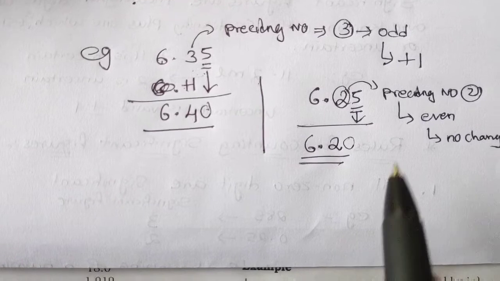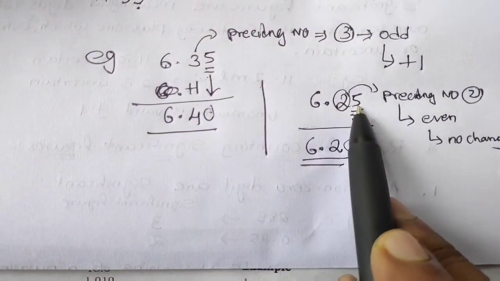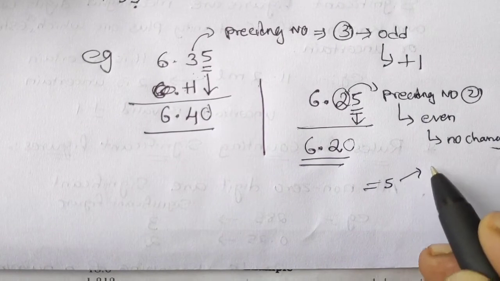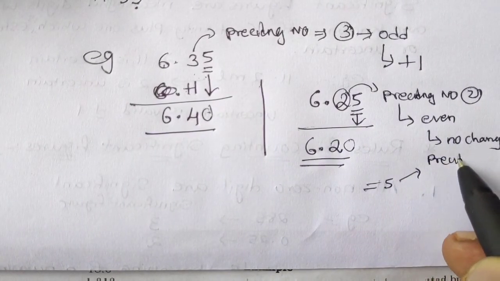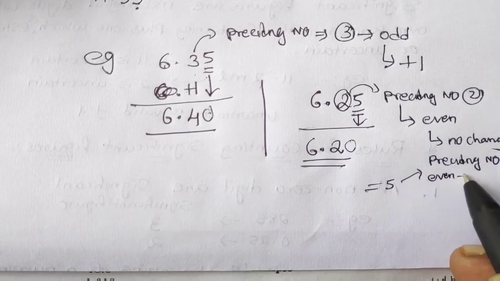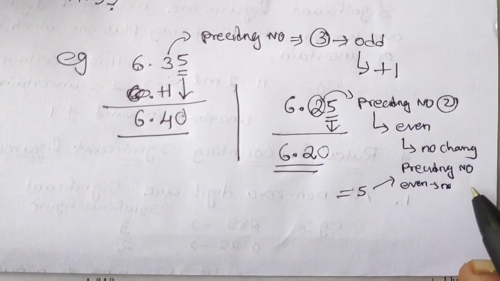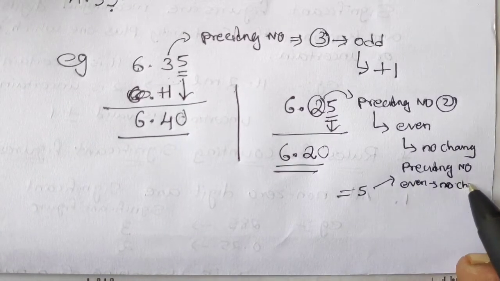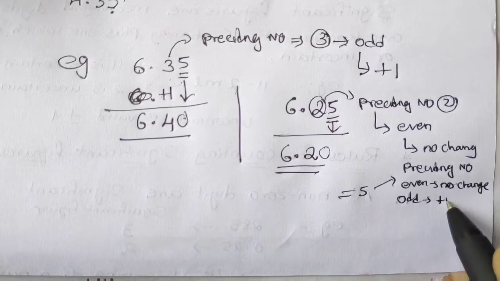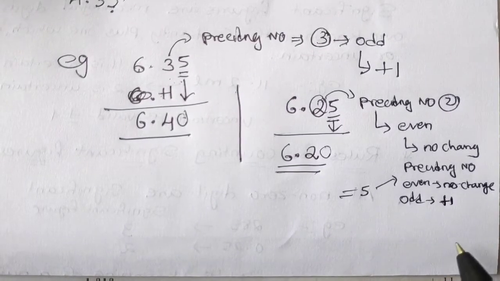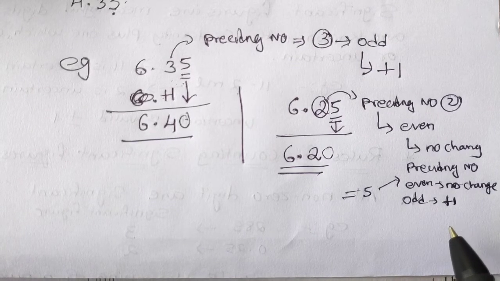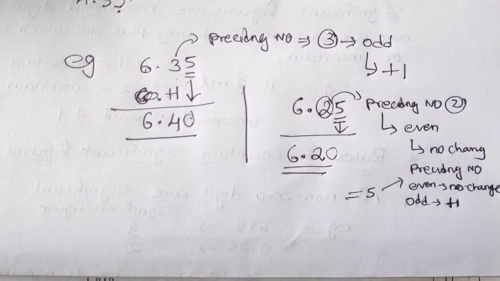Understood this part? So if the digit to be removed is equal to 5, there are two conditions. If the preceding number is even, then no change. Clear? And if it is odd, add 1 to that preceding number. Is it clear? So these are the rules you have to remember for rounding off. Understood? So this is the case we have discussed.